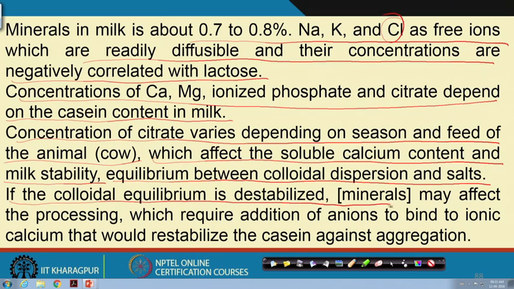We said that calcium is bound with the casein. So, the casein is dictating the availability of the calcium, but the citrate concentration is also dictating the availability of calcium in the soluble phase. So, the calcium availability in the soluble phase is dictated by the citrate concentration, which may control the equilibrium between the salt and the colloidal state. So, if the colloidal equilibrium is destabilized, then the concentration of minerals may affect the processing.